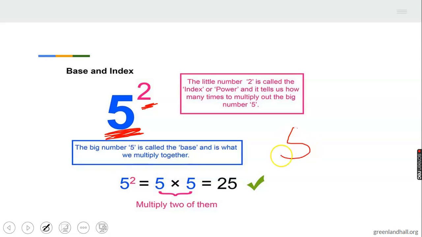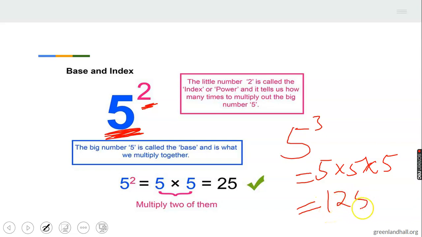If you have 5 raised to power 3, that will be what? 5 times 5 times 5. 5 times 5 is 25, and 25 times 5 will give us 125. So the index or the power, which is the number up, tells you how many times to multiply the base by itself. And when the index or the power is 2, we can call that square. So instead of saying 5 raised to power 2, we can say 5 square.